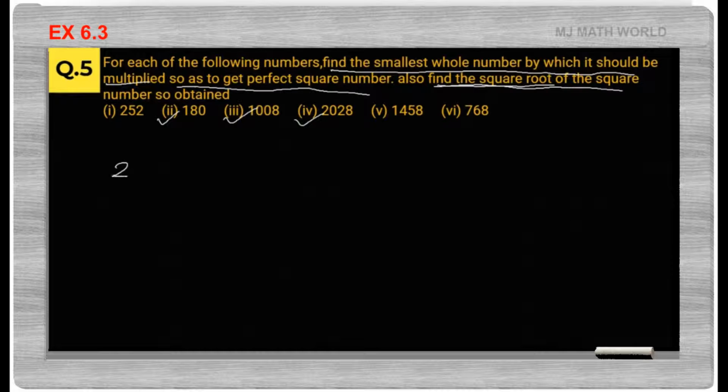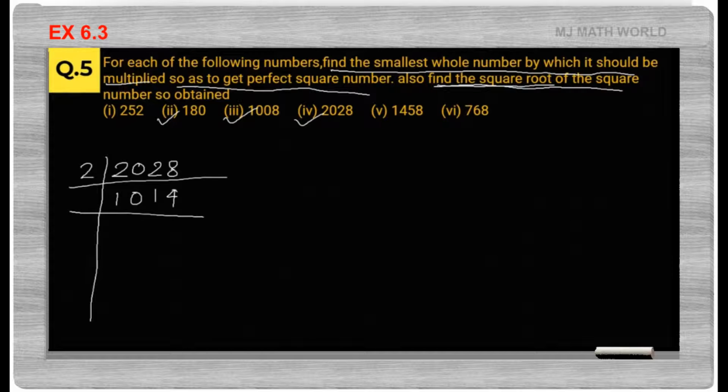Next number, 2028. First we do prime factorization. It's divisible by 2, 2 into 1014 times. Then 1014 is also divisible by 2, 2 into 507. 507 is not divisible by 2, so it is divisible by 3, 3 into 169.